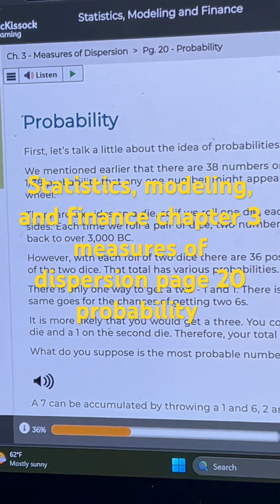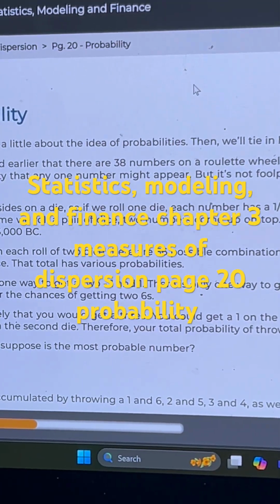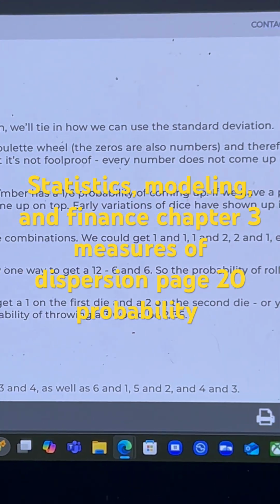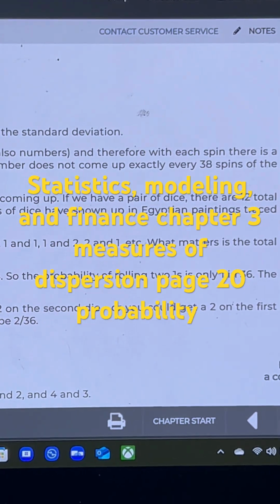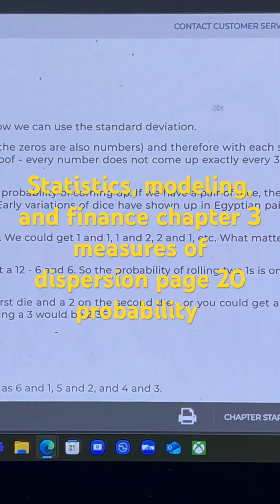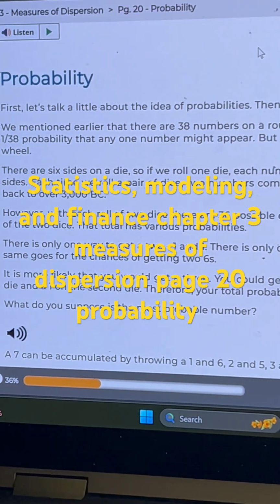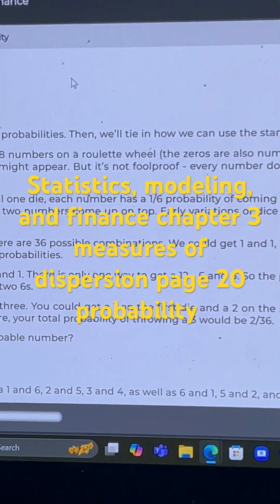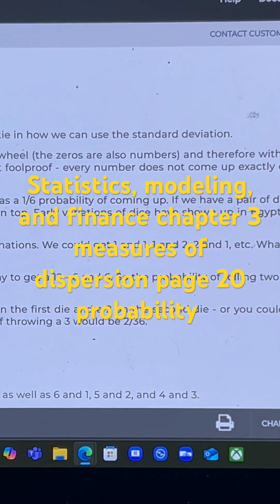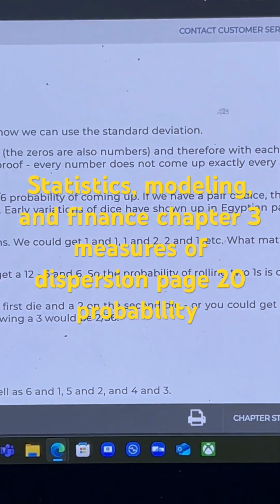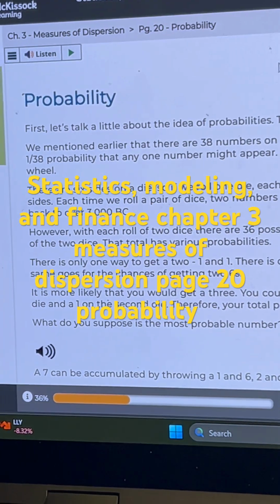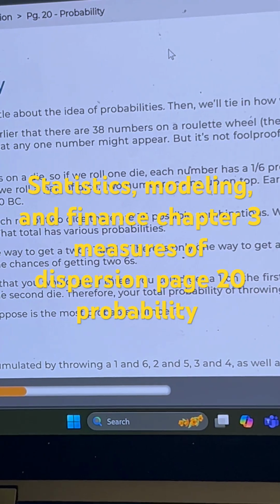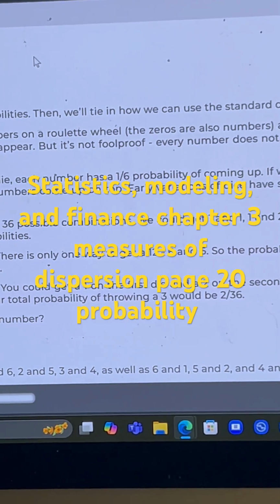There are 6 sides on a die. So if we roll one die, each number has a 1/6 probability of coming up. If we have a pair of dice, there are 12 total sides. Each time we roll a pair of dice, 2 numbers come up on top. Early variations of dice have shown up in Egyptian paintings, traced back to over 3000 BC. However, with each roll of 2 dice, there are 36 possible combinations.